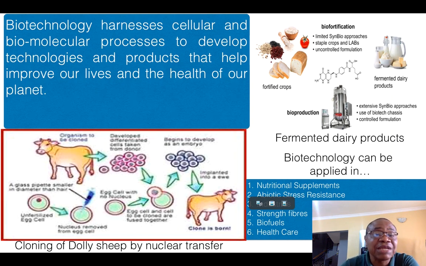So we can see in this diagram, in this figure, the cloning of Dolly the sheep by nuclear transfer. All of this takes place to be able to bring about a new species of this same sheep. Now, if you look at this diagram also, we see fermented products. These are examples of biotechnological products. You can see bread there, you see your tomato, you see all of that product. They are fortified crops. That means that they are healthier. Your fermented dairy product is also here. So all of these are examples of biotechnological products.